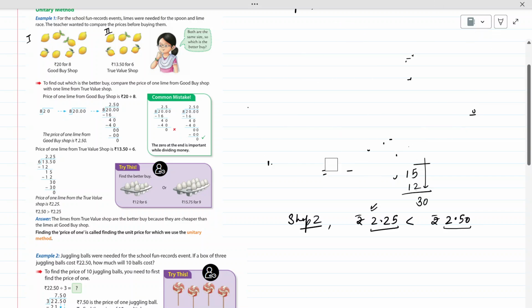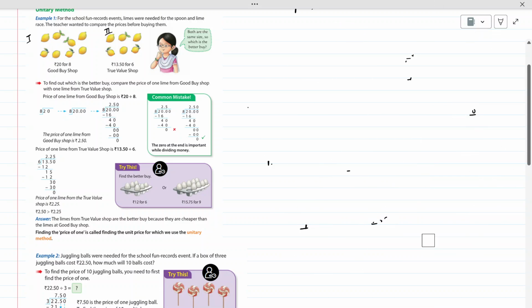Juggling balls were needed for the school fun records event, and if a box of 3 juggling balls costs 22.50 rupees, how much will 10 balls cost? Okay, so example number 2, I'm writing here. What it says is that the box of 3 juggling balls costs rupees 22.50, and we have to take out the cost of 10 balls.